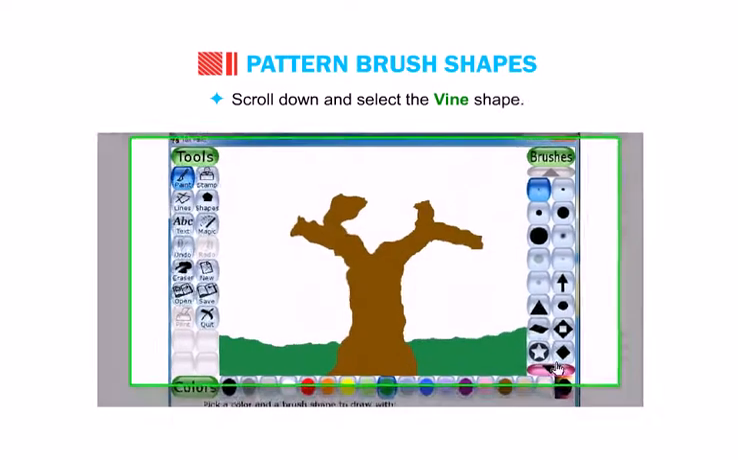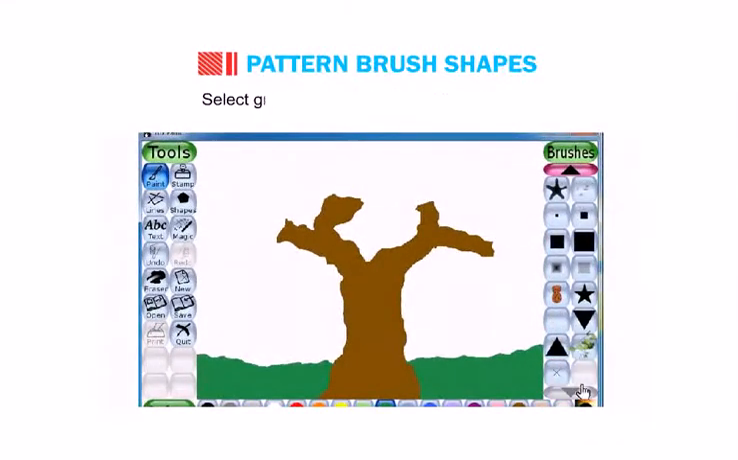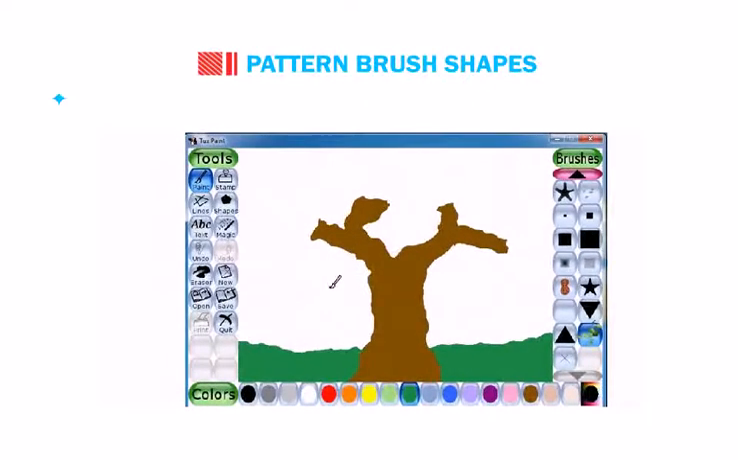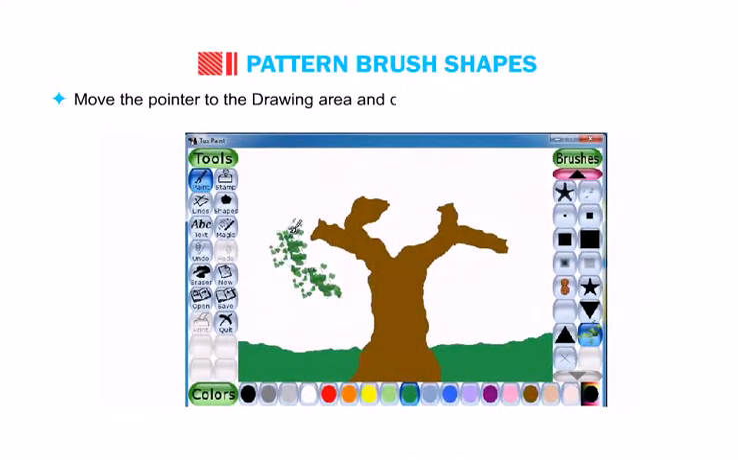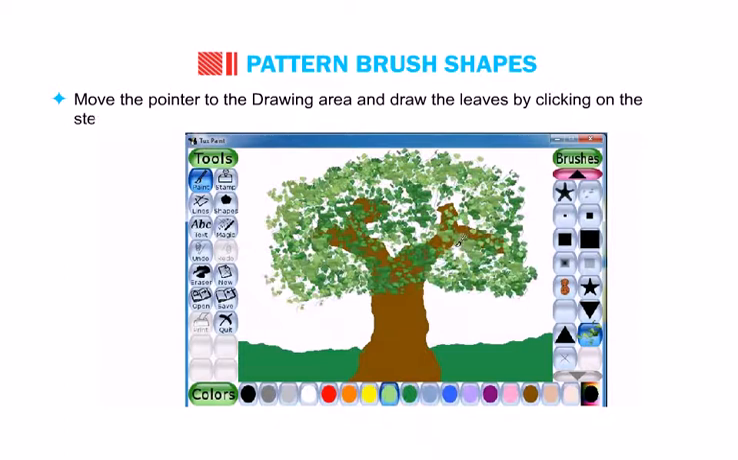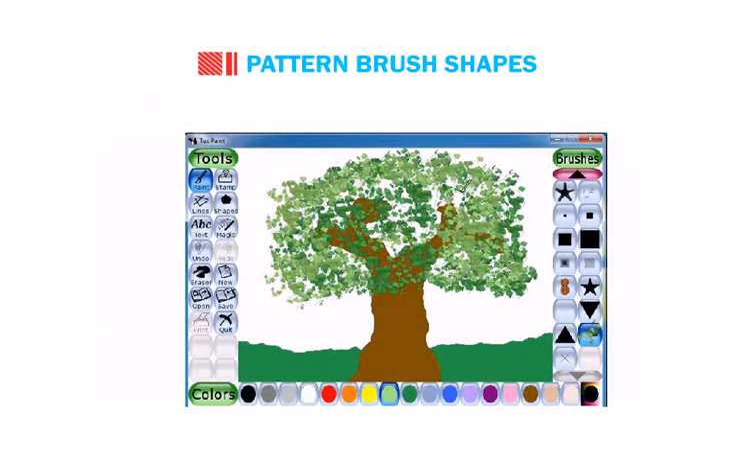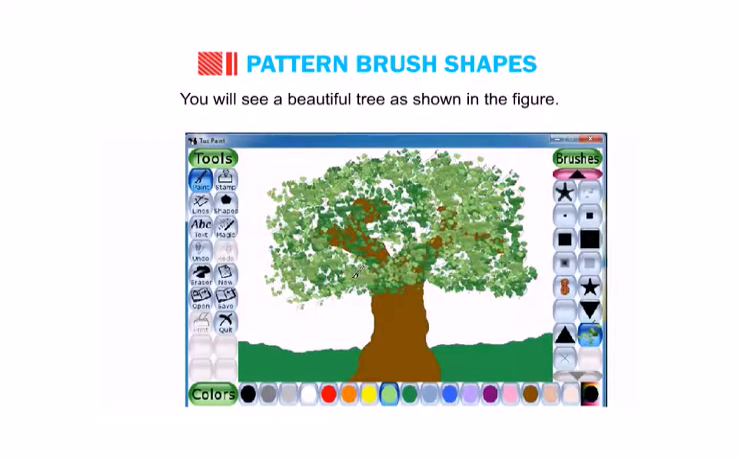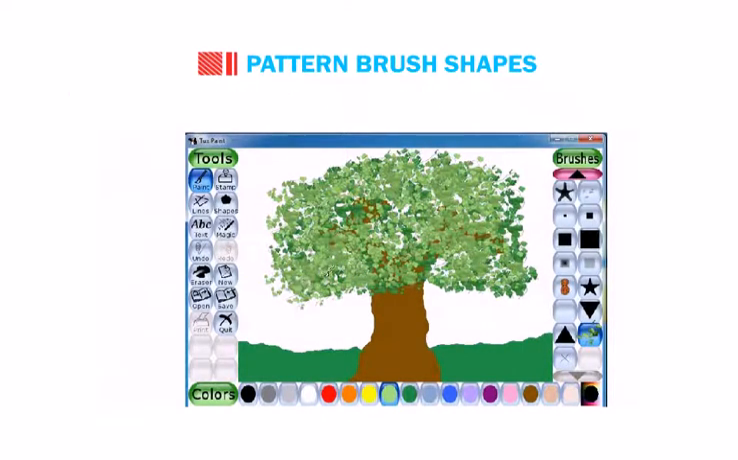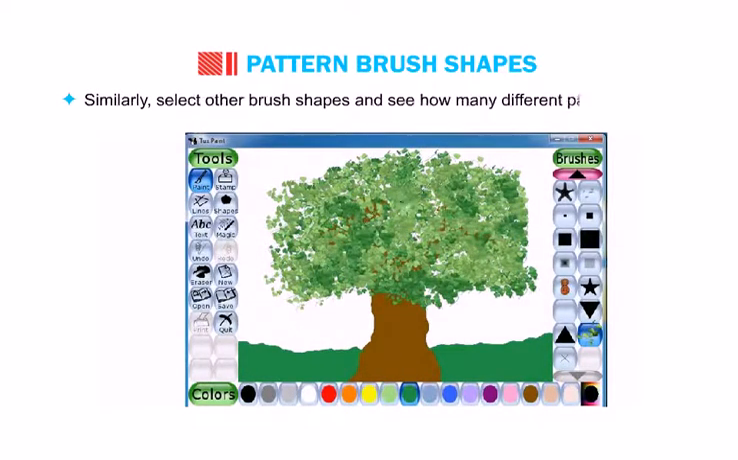Scroll down and select the vine shape. Select green color from the colors palette. Move the pointer to the drawing area and draw the leaves by clicking on the stem. You will see a beautiful tree as shown in the figure. Similarly, select other brush shapes and see how many different patterns you can draw.